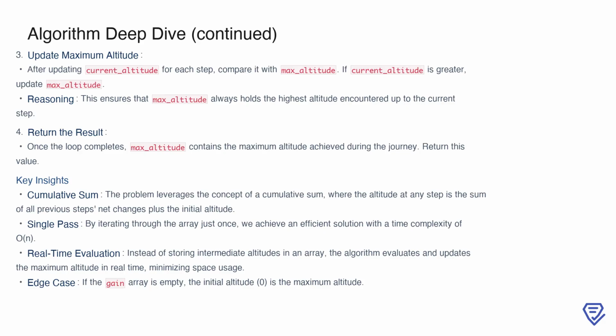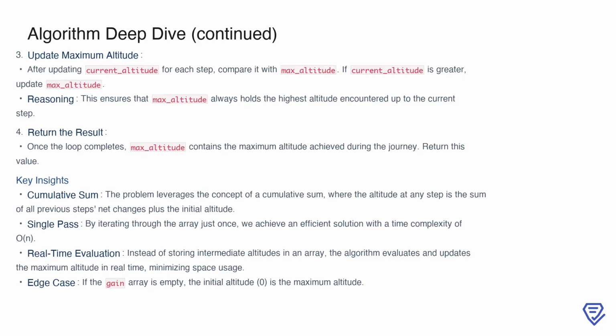Now, there are a few important insights to note. First, this problem relies on the concept of cumulative sums, where the altitude at any given step is the sum of all previous net changes plus the initial altitude of 0. Additionally, this algorithm is efficient because it requires only a single pass through the array, giving it a time complexity of O(n). It also evaluates the maximum altitude in real time without storing intermediate results, which minimizes memory usage.